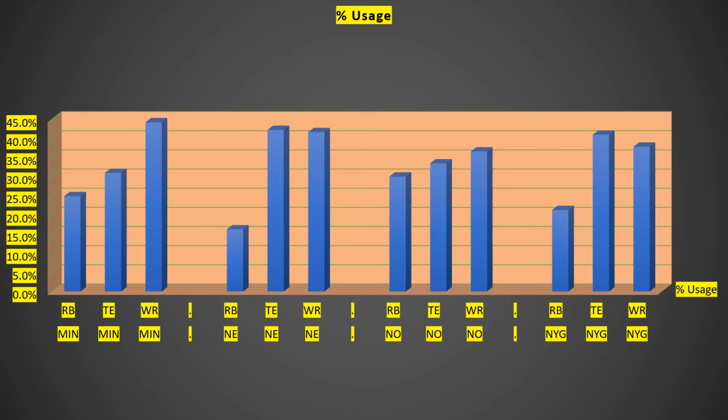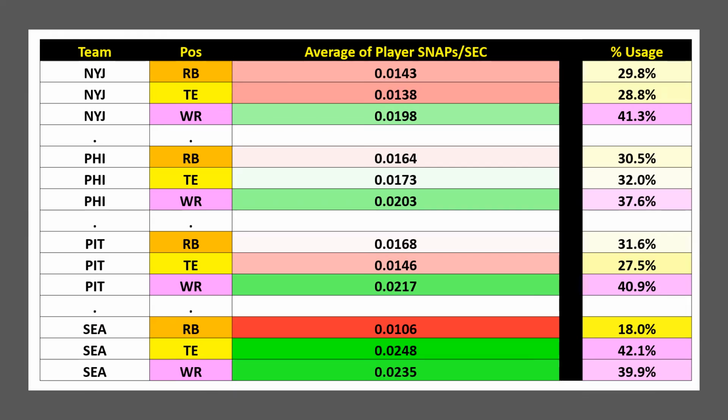I guess Minnesota's fine coming in like this. I would just like to see Dalvin Cook used a little more and the tight end used a little less. Jets, Philadelphia, Pittsburgh, Seattle. The Jets, that's really interesting how this would line up, that these would almost be the same. You would think the running backs would have been used more, but they haven't, and it's been passing 41%. Don't think it's going to change.